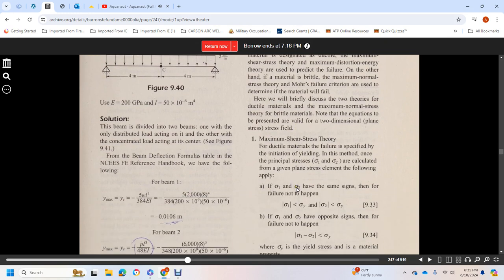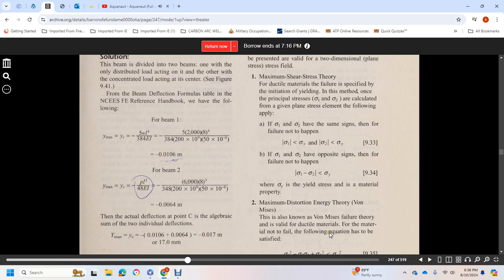Maximum shear stress theory. For ductile material, failure is specified by the initiation of yielding. Once principal stresses 1 and 2 are calculated from the given plane stress element, if the applied principal stresses 1 and 2 have the same signs, then for failure not to happen, the absolute value of principal stress 1 must be less than the yield stress, and the absolute value of principal stress 2 must be less than the yield stress. If principal stresses 1 and 2 have opposite signs, then for failure not to happen, principal stress 1 minus principal stress 2 must be less than the yield stress, where the yield stress is a material property.